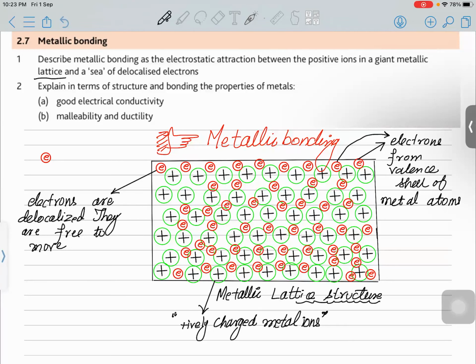Sir, this is why metals are usually able to conduct electricity, because they have delocalized electrons. Exactly, because they have free electrons. It is only the property of metals that they can delocalize valence electrons. So this is a diagram showing the metallic lattice structure with delocalized electrons.